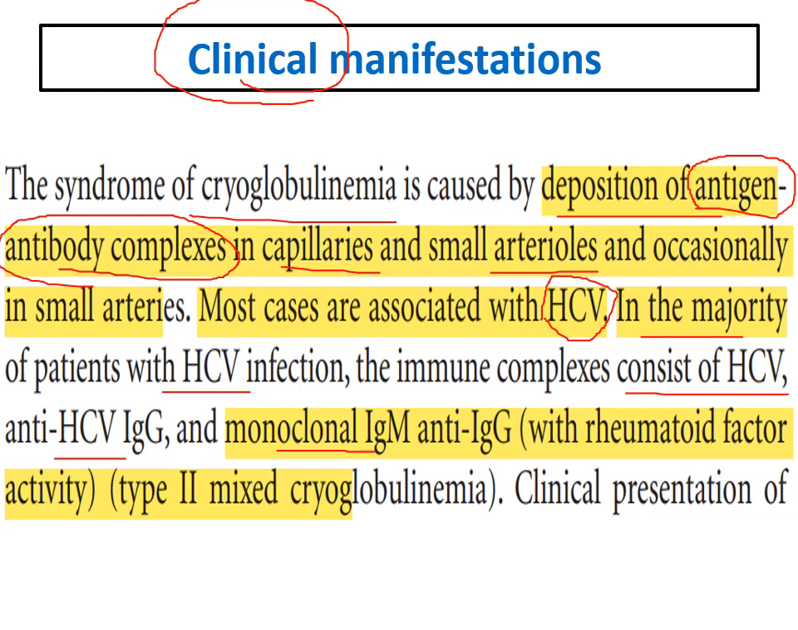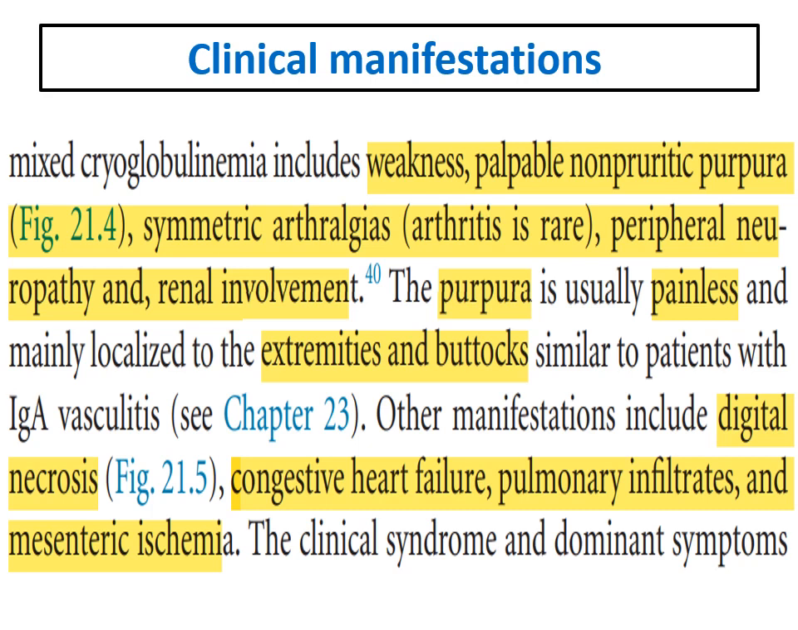And usually, as we said, it is mainly type 2 mixed, or type 2 is formed of monoclonal IgM against polyclonal IgG, and this monoclonal IgM is associated with rheumatoid factor positivity. Clinical manifestations of mixed cryoglobulinemia include weakness and, most importantly, palpable non-pruritic purpura. This is very, very important. Non-pruritic purpura.